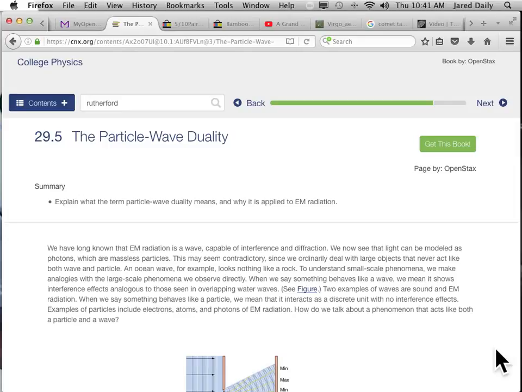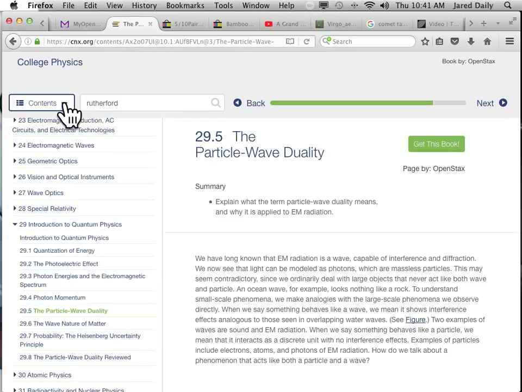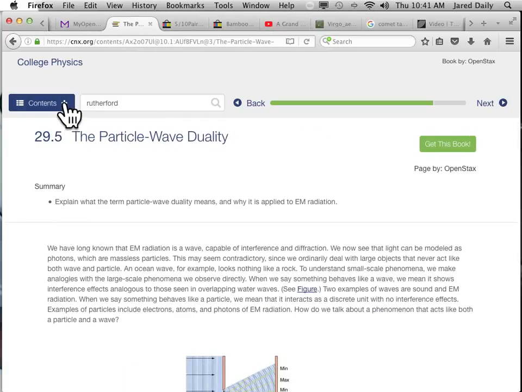All right, so now we get into this idea that what we're facing at this point is, how can something be a wave and a particle? If light is a wave, it behaves like water waves. But if it's a particle, it behaves like tennis balls. So how can a tennis ball be like a wave? And how can a wave be like a tennis ball?